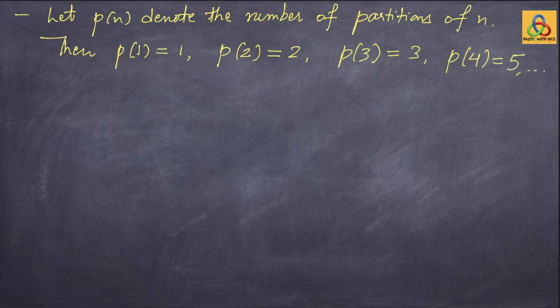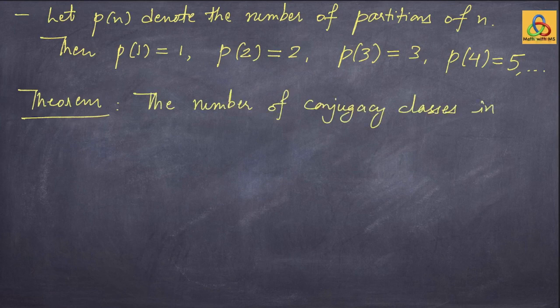Till date, no closed formula for P of n is known. There are various recursive formulas and various conditional formulas, expressions like the number of partitions where the entries are odd and so on, but no closed formula for P of n in general is known till date. So we are going to study this function from the point of view of representation theory of symmetric groups. Let us prove this theorem. The number of conjugacy classes in the symmetric group Sn is the same as the number of partitions of n, that is, the same as P of n.